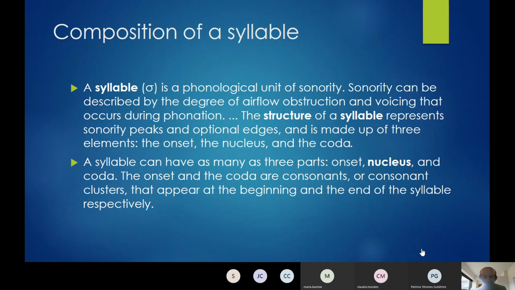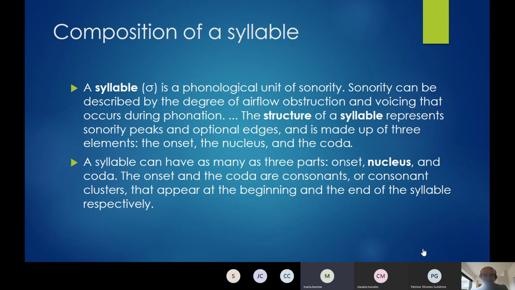A syllable can have as many as three parts: onset, nucleus, and coda. The onset and the coda are consonants or consonant clusters that appear at the beginning and the end of the syllable respectively. I don't know how to say it.